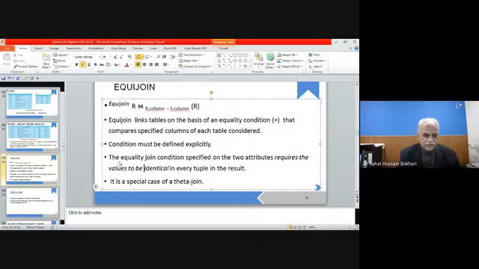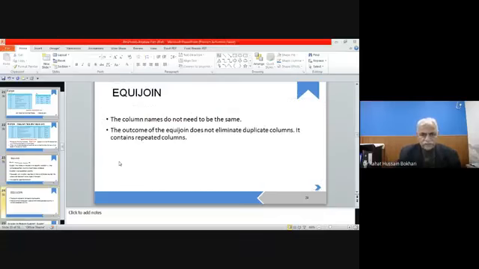So it is a special case of theta join, because in the theta join we also use other conditions with the help of less than, greater than, less equal, greater equal, and so on. But in this we have to specify the condition with the equality sign, so the two attributes considered for the equijoin must have identical values. The column names do not need to be the same. That is one thing that differs it from the natural join, where the names of the columns should be the same.